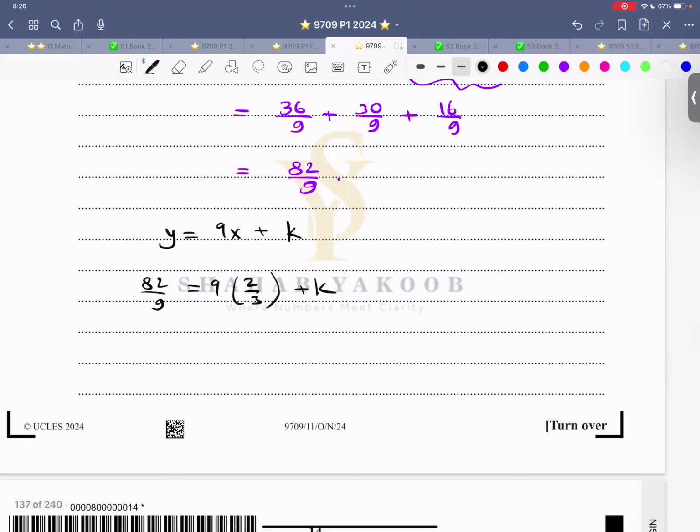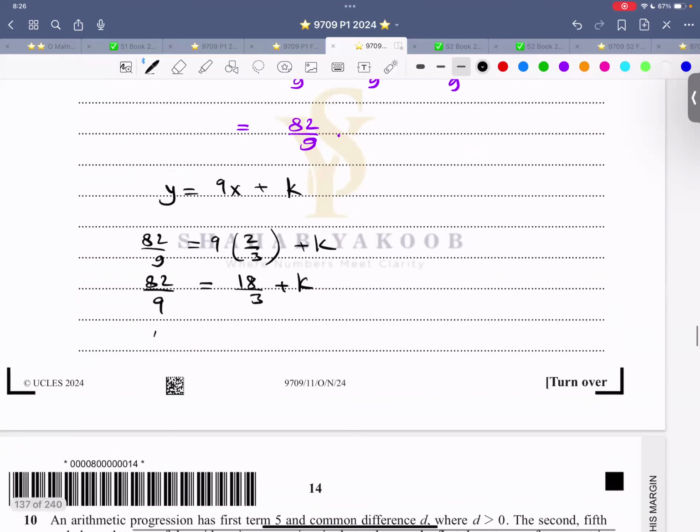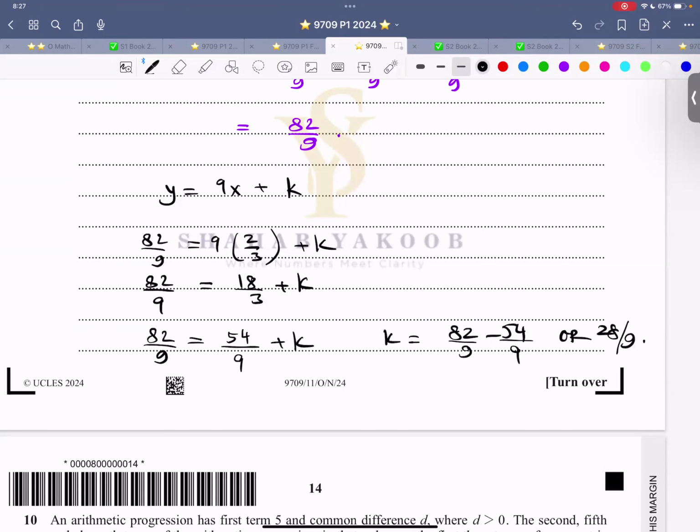So therefore, this is 82 over 9 equals 9 2s are 18 over 3 plus k. Let me again play as if I'm doing math paper 1. Multiply by 3, that is 54 over 9 plus k. So therefore, k is 82 over 9 minus 54 over 9, which is 28 over 9. So the answer is 28 over 9. I think it looks good to me.